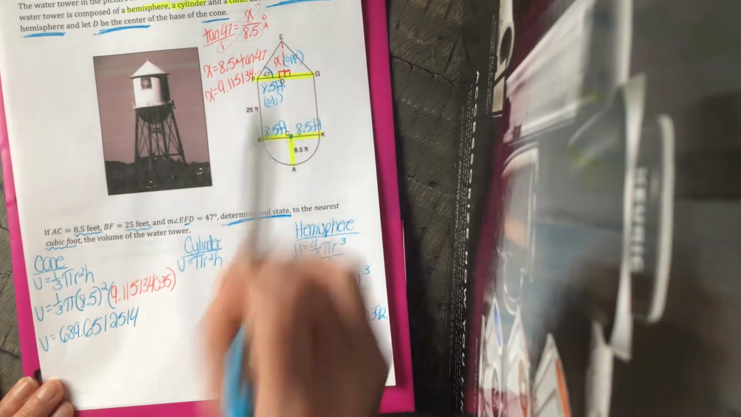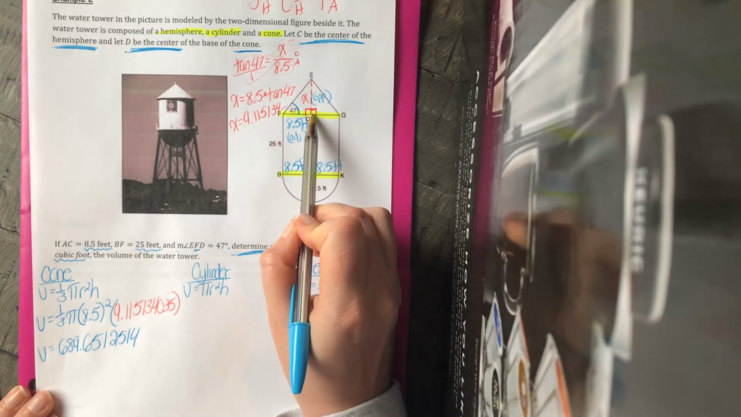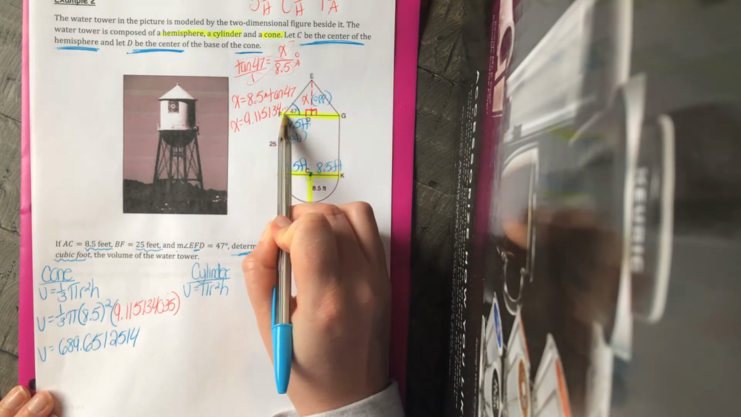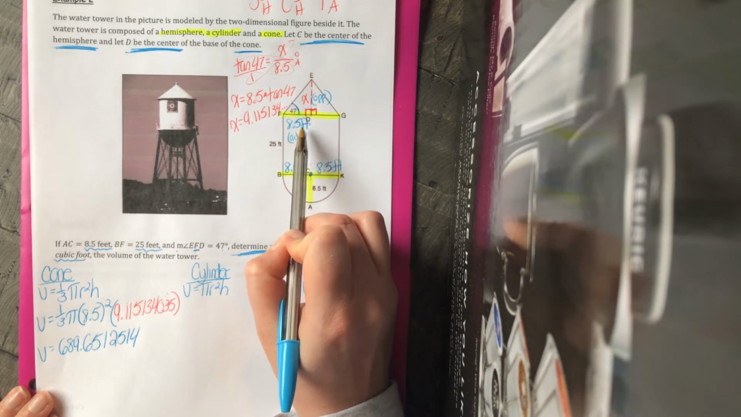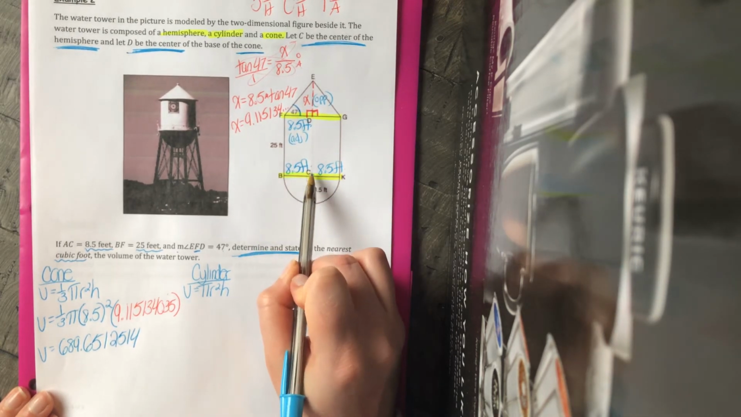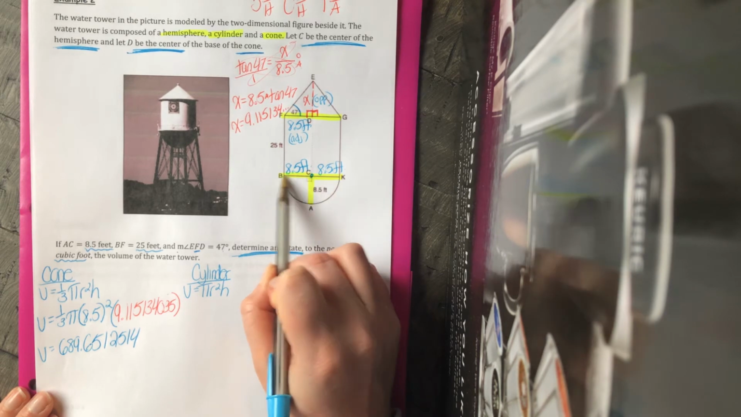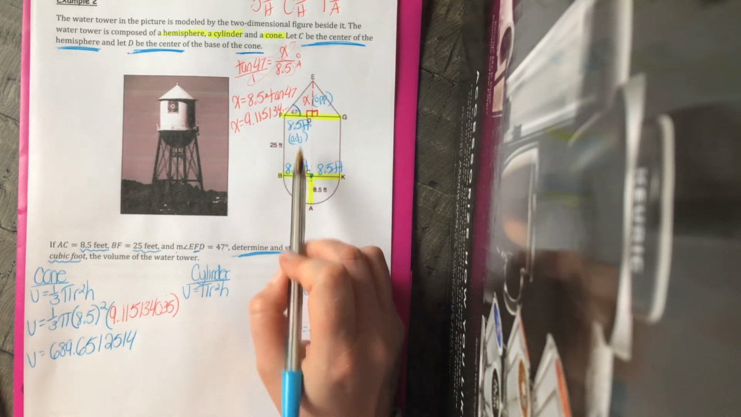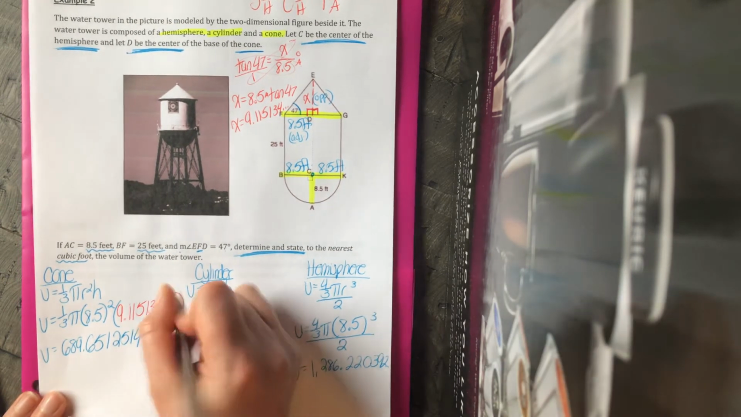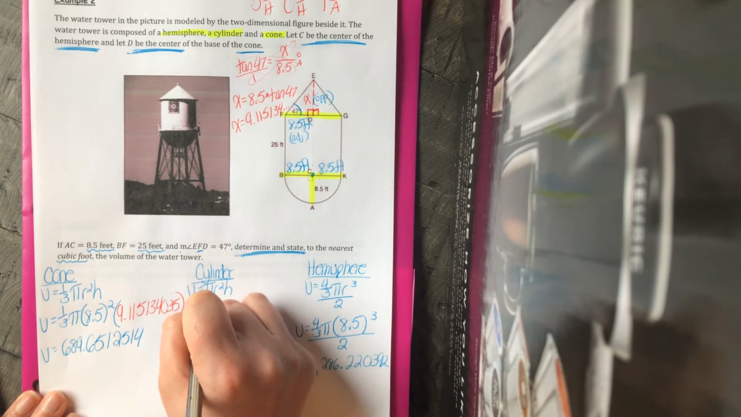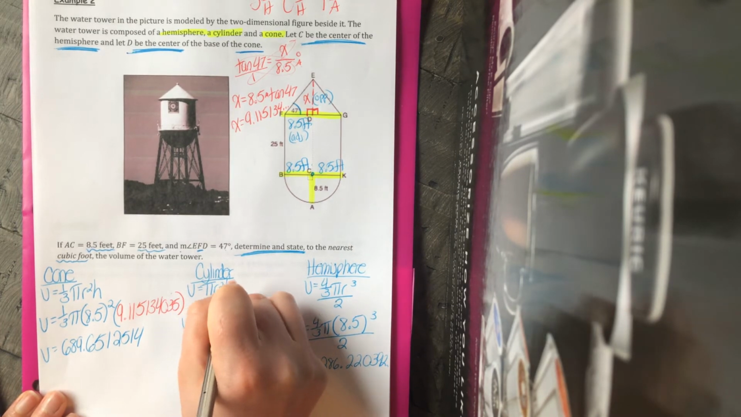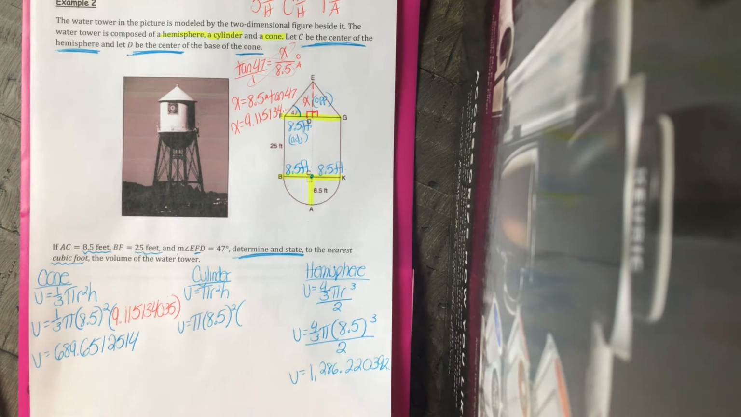So if I look, I can see that the radius is from the center to a point on the cylinder, 8.5. So I know it's got to be 8.5 for the radius. I'm going to plug that in. Again, you're always plugging in using parentheses.